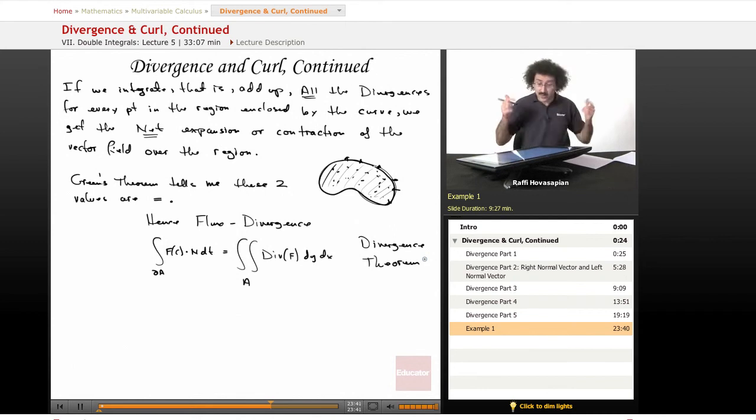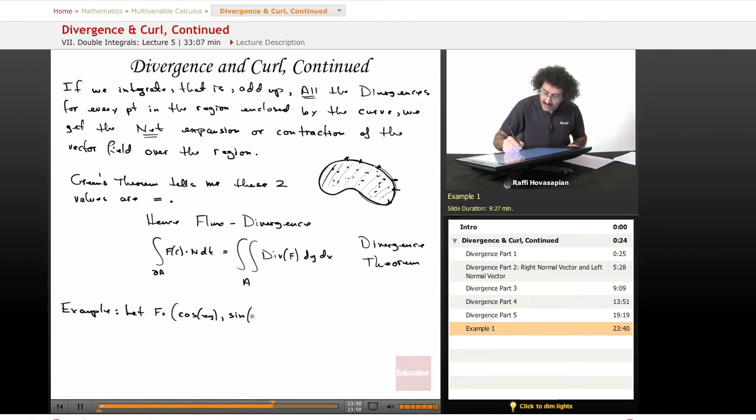Okay, let's go ahead and do an example. We will let f equal the same vector field as before, so we have cosine of xy and sine of x squared y, actually kind of a complicated vector field. We have c of t, which is as before.